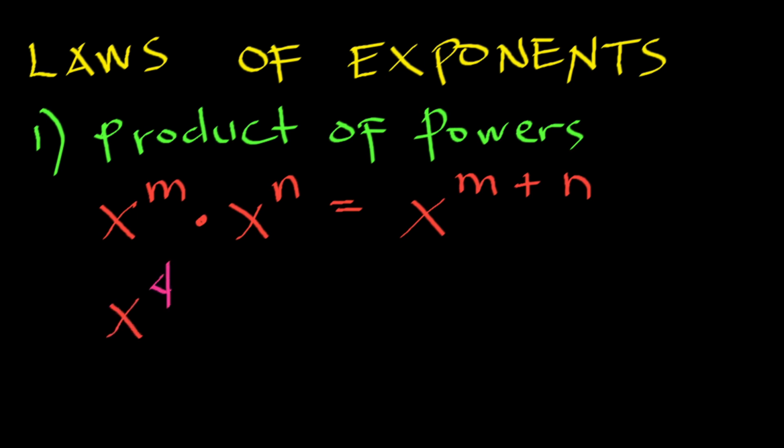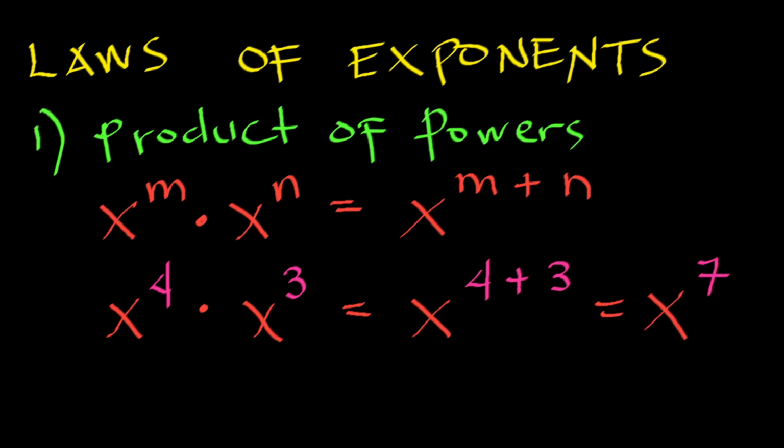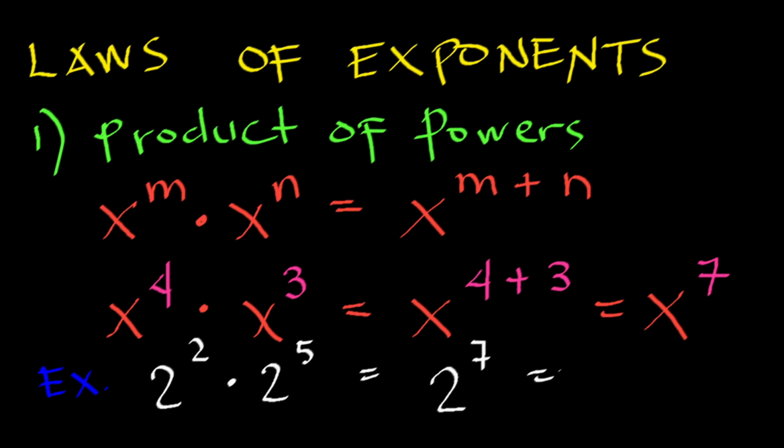For example, we have x to the fourth times x cubed equals x raised to 4 plus 3, which is equal to x raised to 7. O di ba madali lang 'yan. So kung i-apply naman natin siya sa real numbers, we have 2 squared multiplied by 2 to the 5th, magiging 2 raised to 7 lang siya. At yung 2 raised to 7 is equal to 128.